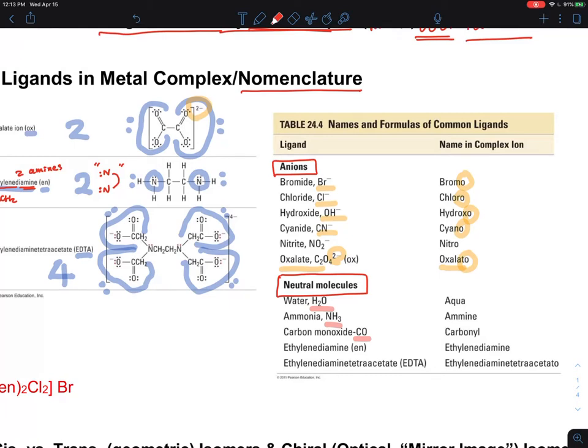This is decided by IUPAC, the International Union of Pure and Applied Chemistry, nomenclature division, who simply agree on the names. So we have aqua, and for ammonia we say ammine. For CO, carbon monoxide, we call this carbonyl. And for ethylenediamine, they use the symbol en because it's so widely used, and ethylenediamine is the full name.